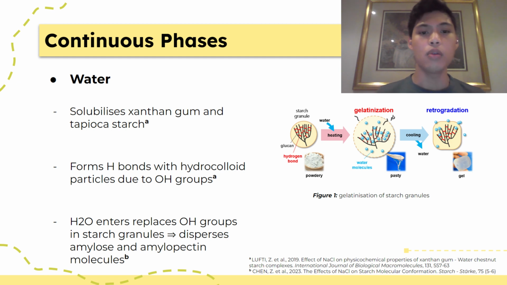To start with, water solubilizes xanthan gum and starches due to them containing many hydroxyl groups, which enables them to form hydrogen bonds with the water. The water molecules enter the starch granules to form hydrogen bonds with hydroxyl groups, replacing the original intramolecular hydrogen bonds, which destroys the starch granule.